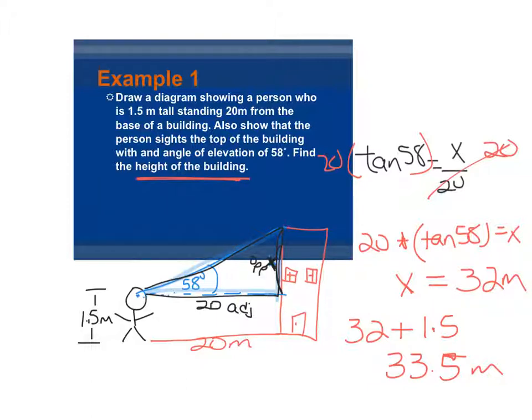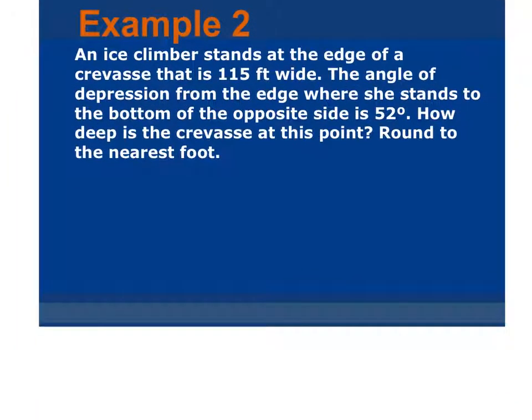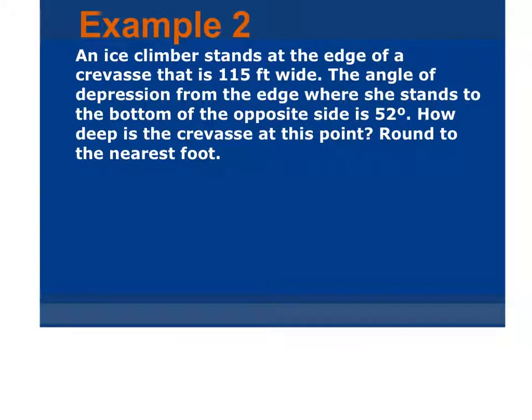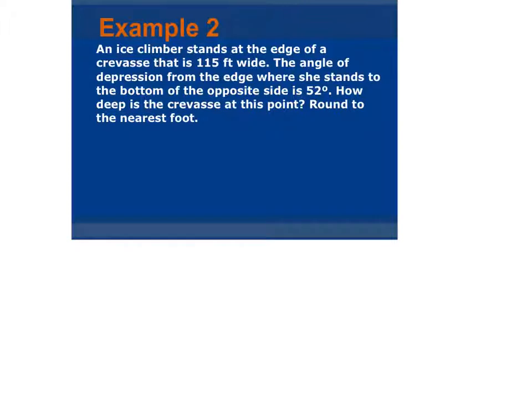Good? Let's look at the next example. We've got an ice climber. He's standing at the edge of a crevice. Okay, so let's draw this picture. Here he is, he's up at the top. And it says that the distance to the other side is 115 feet. That's how wide this gap is.